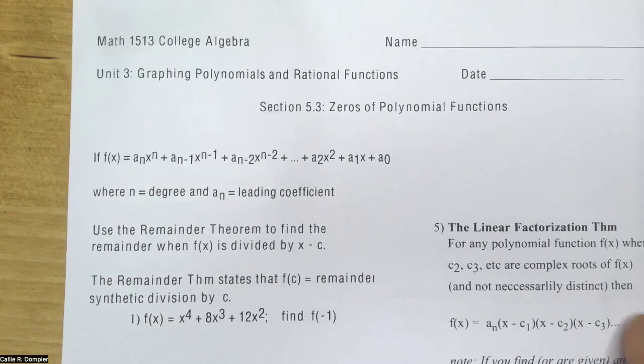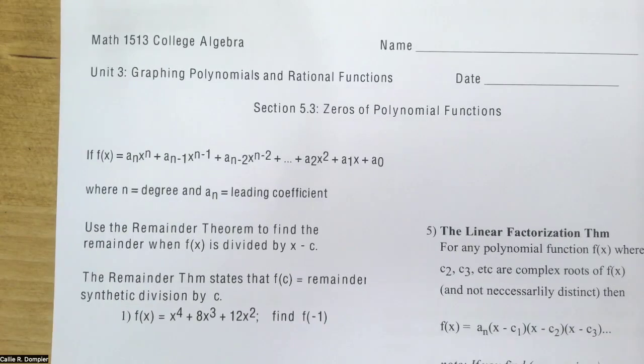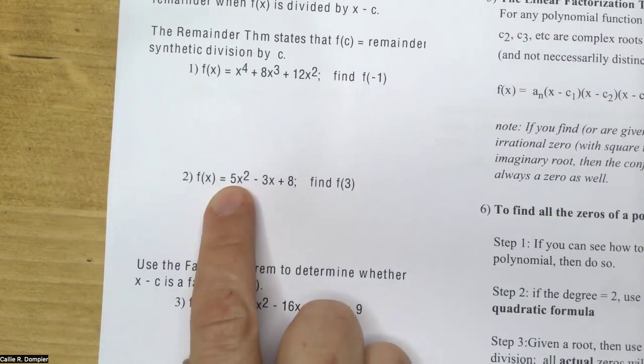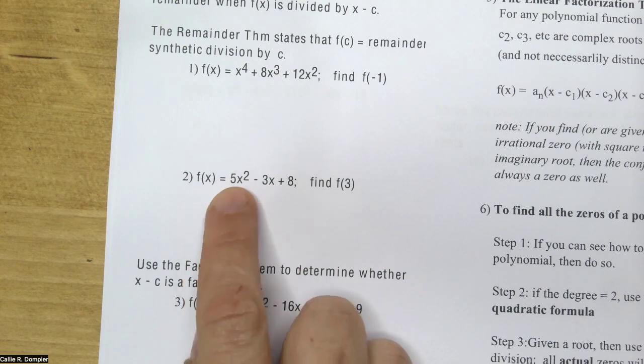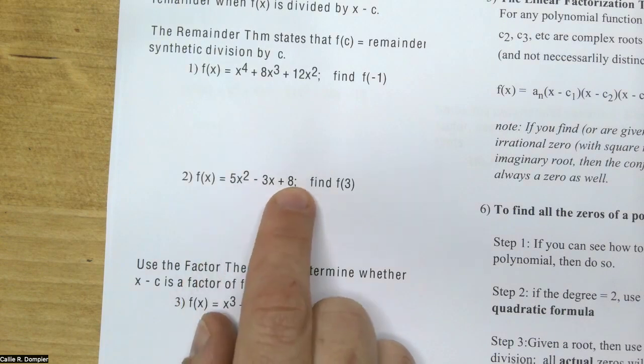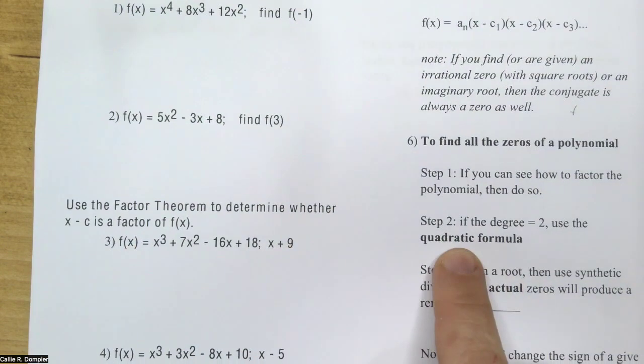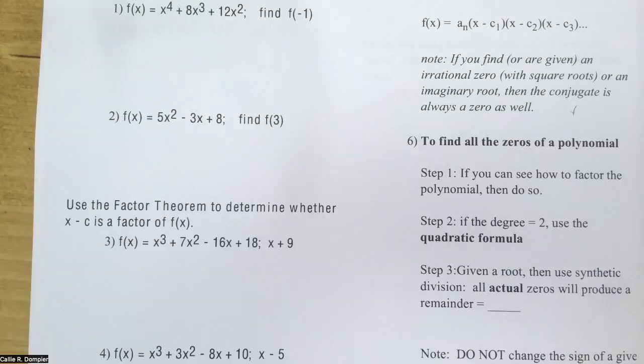Hey guys, this is 5.3, the zeros of polynomial functions. So remember that the zero of a function is just the solution. If you were to graph the function, the zero would be where the graph crosses the x-axis. Okay, and I know we have found the zeros of polynomial functions when the polynomial looks like this, 5x squared minus 3x plus 8. If you only have x squared, an x, and a constant, we can use the quadratic formula, or we can factor it into two binomials.